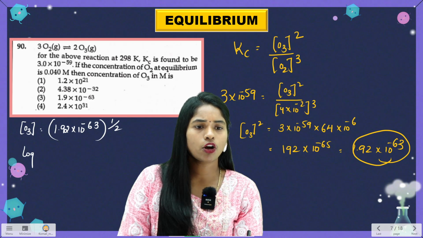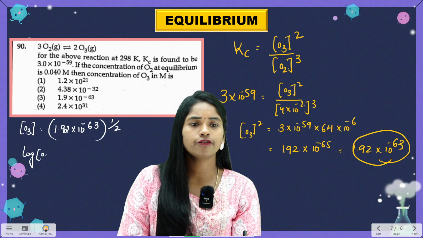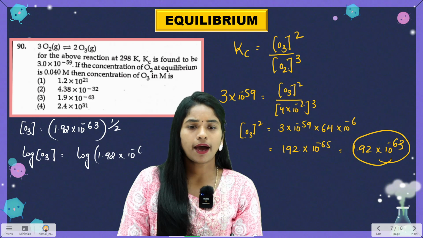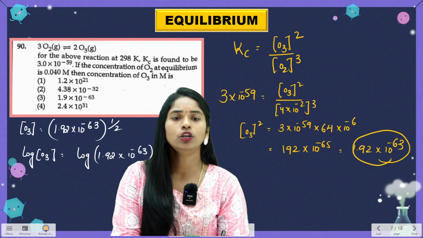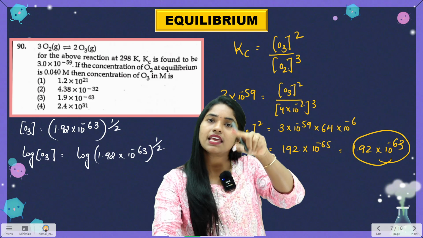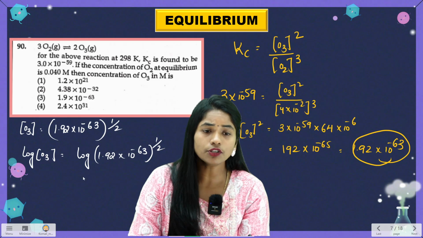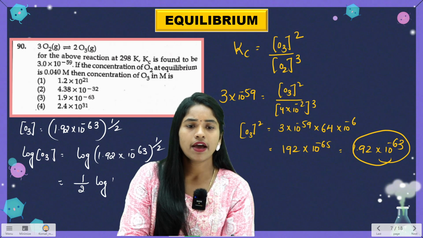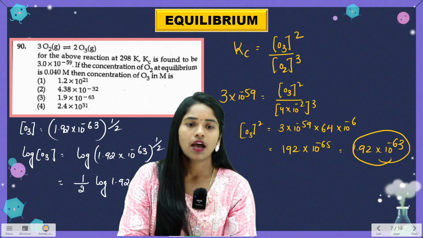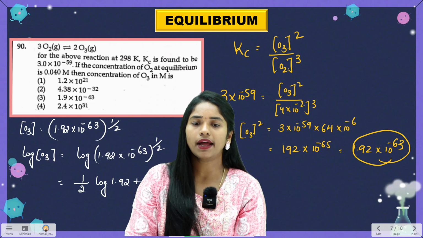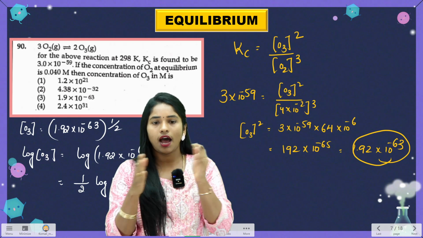Now apply log on both sides. Log of O3 is equal to log of 1.92 into 10 to the power of minus 63, whole to the power of 1 by 2. Now the formula for a to the power of b is b log a. So we will be getting 1 by 2 into log of 1.92 plus log of 10 to the power of minus 63. This is how I split it.